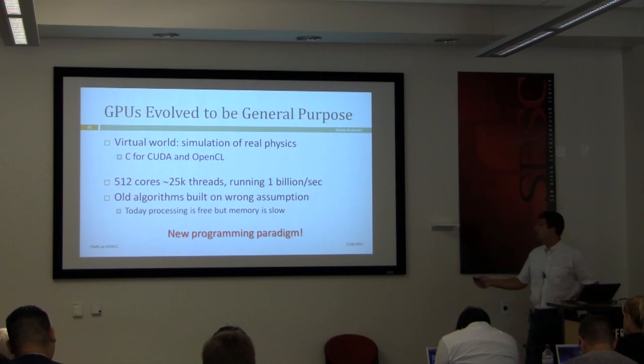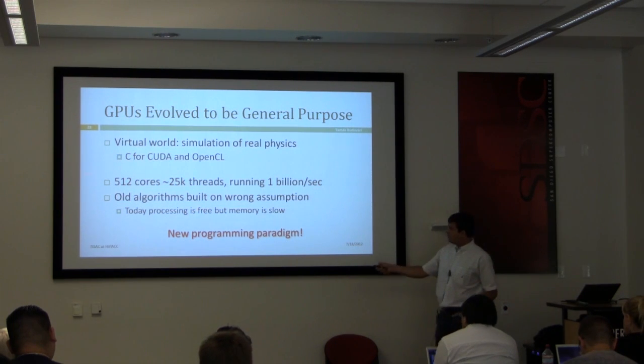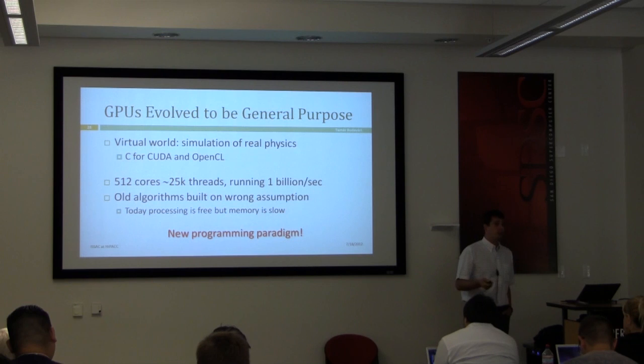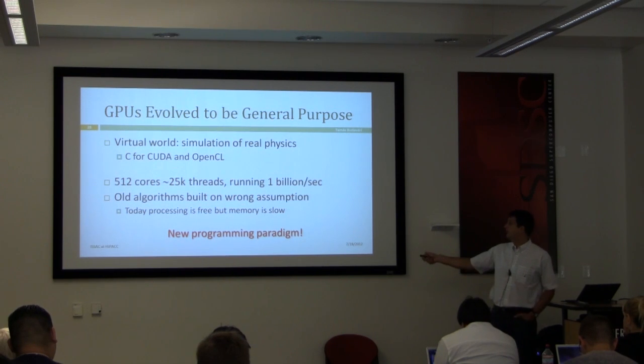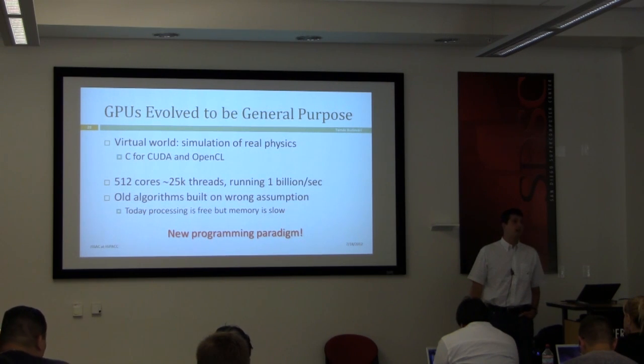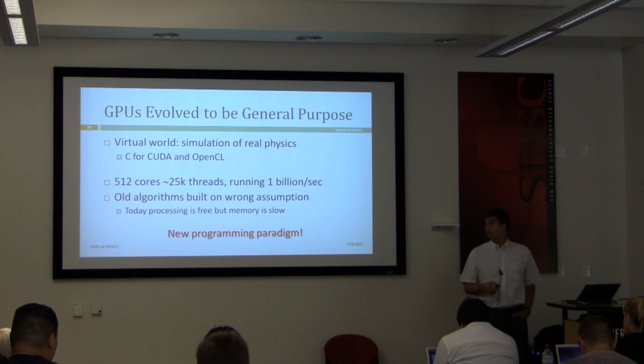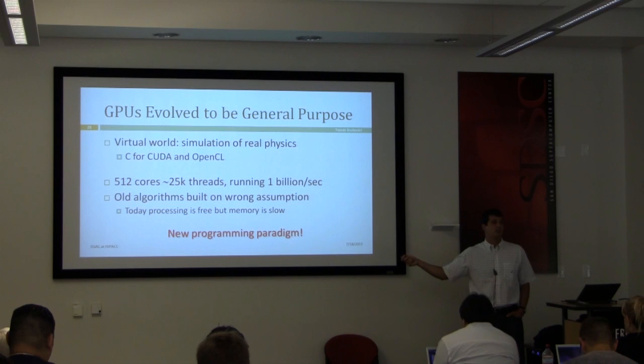This is an old slide again. I used to say that there are 512 cores on a card, and you can have 25,000 threads running in parallel. But that was the Fermi architecture. I'll talk about this a little bit more. Now the latest video cards have 3 times more, so you're talking about 75,000 threads running on a single GPU in parallel.